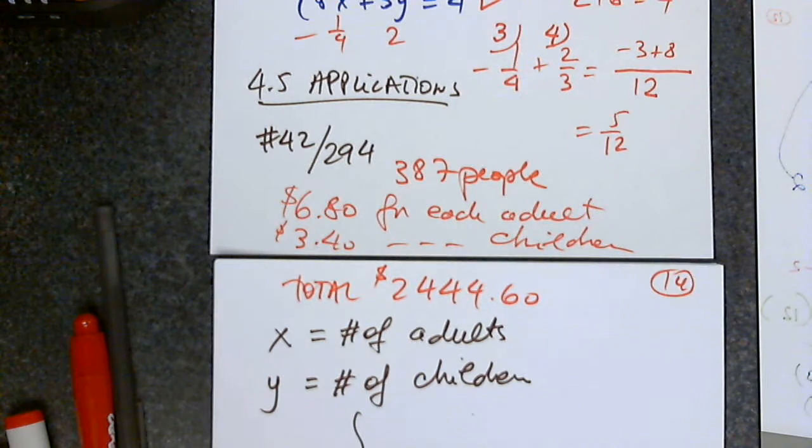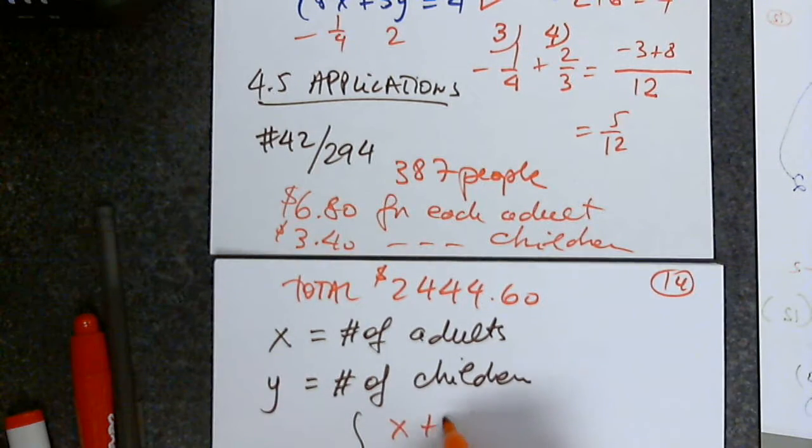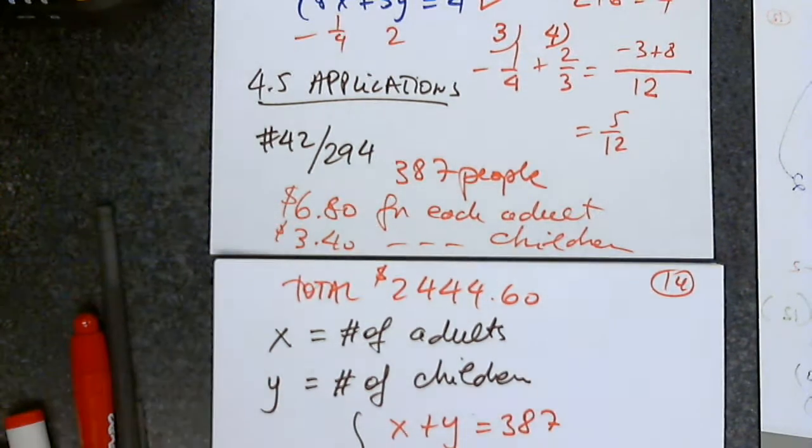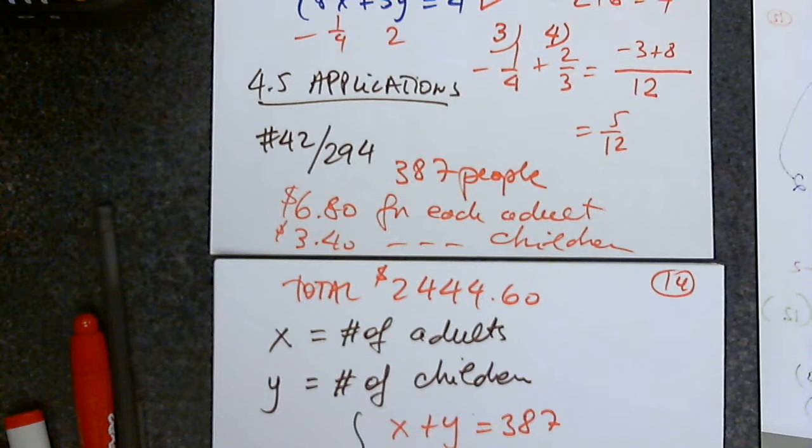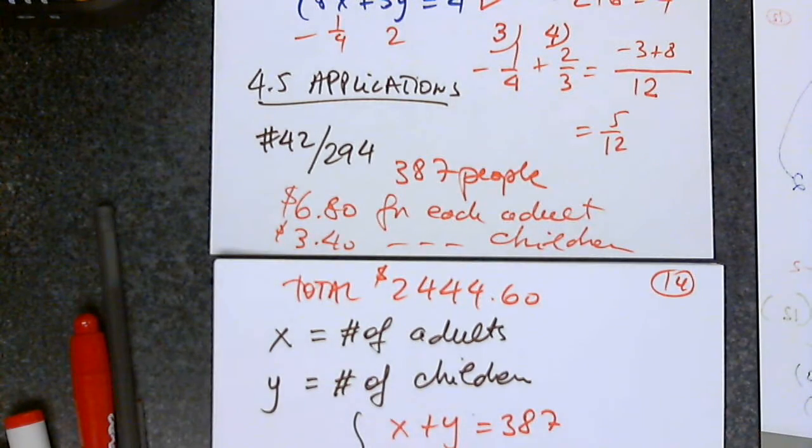X plus Y equals 387. Do we all agree with x plus y equals 387? The number of adults plus the number of kids. Good. Excellent. Thank you, Mike. Second equation: $6.80 X plus $3.40 Y equals $2,444.60. Perfect. Dollars coming from adults plus dollars coming from children equals the total amount of dollars collected at the end of the day. Do we agree with both equations?